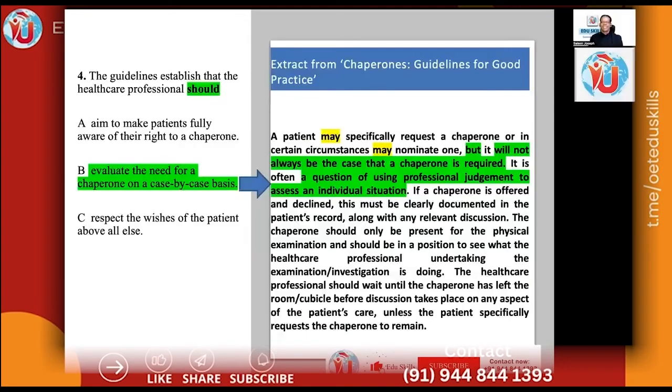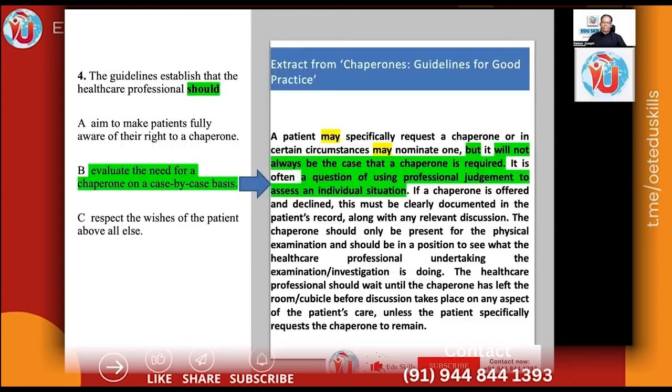The guidelines establish that the healthcare professional should, option A, aim to make patients fully aware of their right to a chaperone. Option B, evaluate the need for a chaperone on a case-by-case basis. Option C, respect the wishes of the patient above all else. Extract from chaperones guidelines for good practice: a patient may specifically request a chaperone or in certain circumstances may nominate one, but it will not always be the case that a chaperone is required. It is often a question of using professional judgment to assess an individual situation.